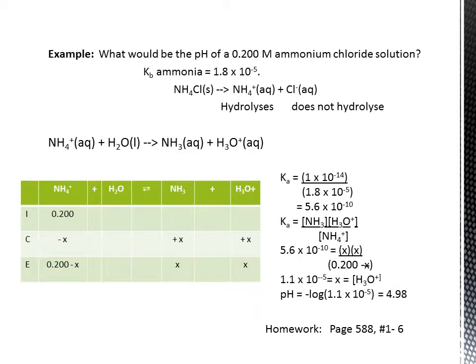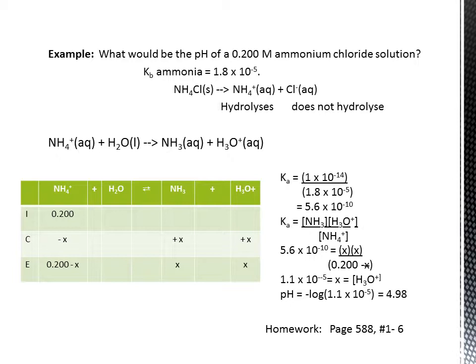Second example, what would be the pH of a 0.200 molar ammonium chloride solution? Well, ammonium chloride, that's a salt, so it's going to dissociate. It forms the cation ammonium and the anion chloride. We know that the chloride ion does not hydrolyze because it's the weak base of a strong acid, so it will not hydrolyze. Ammonium, however, is the conjugate acid of the weak base ammonia, so it is capable of hydrolyzing.